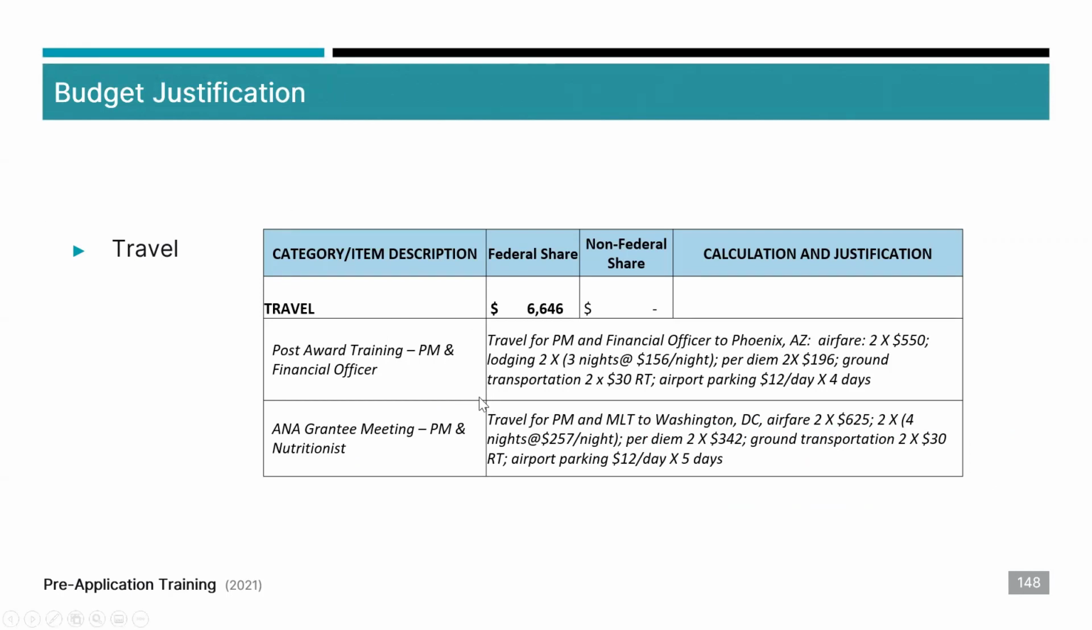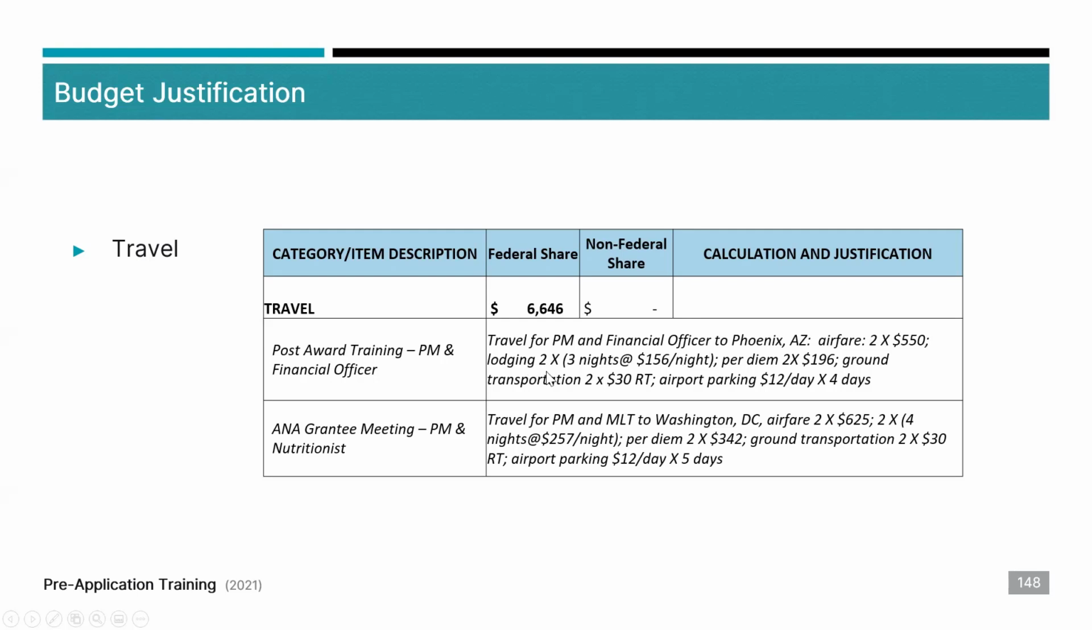So remember, the post-award training was for DC. We have the PM and the financial officer going, and they're going to Phoenix, Arizona. We're estimating the airfare. So that'll be really tricky. We hear airfares are going to go up due to the cost of fuel, but do the best you can. So that's for 2 people at $550 each in my example.